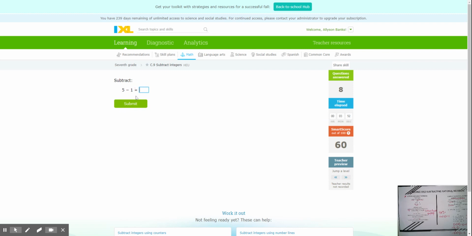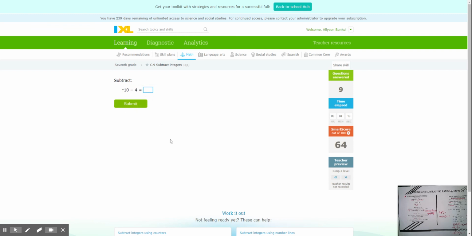Okay, 5 minus 1. Like I said, some of these are easier just to leave them alone. But if we changed it, it's 5 plus negative 1. They're opposite signs. So we subtract. 5 plus negative 1 is 4. Okay, 5 minus 1 is 4. 5 plus negative 1 is 4. All right.